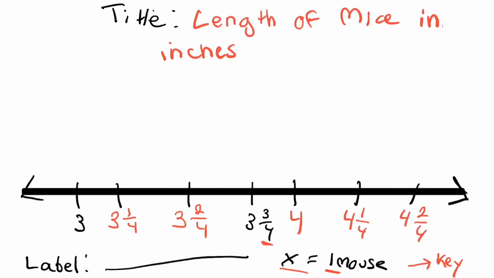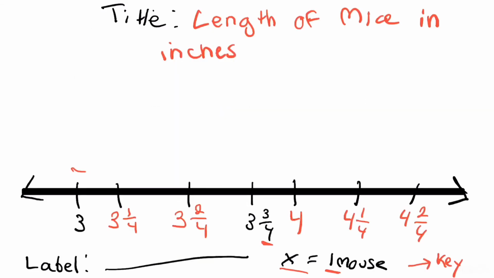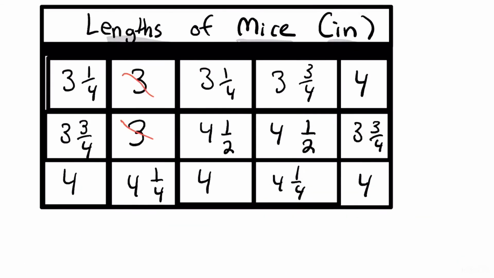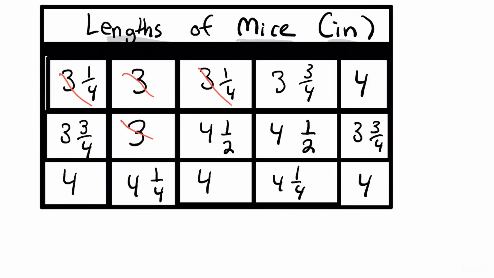for each length. So let's go back and look quick. Okay. So what I like to do is I like to cross them off and then write them down and put the tick mark. So there's 2 3s. Okay, let's see what number comes next. 3 and 1/4. So there's 1, 2, just 2. 1, 2. What's next? 3 and, is there 3 1/2? No. Okay. 3 and 3/4. 1, 2, 3.